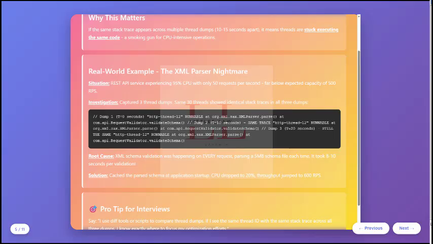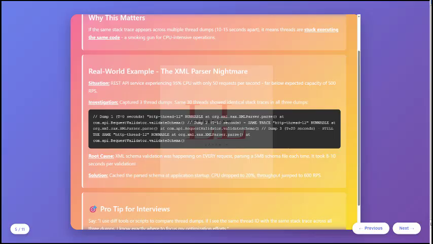It was actually parsing a 5 MB schema file from scratch every single time. So each validation took like 8 to 10 seconds. The solution I gave them was to cache the parsed schema at application startup, and because of that the CPU dropped to 20% and throughput jumped to 600 requests per second. Actually, it was exceeding our target, it was exceeding our SLA as well.